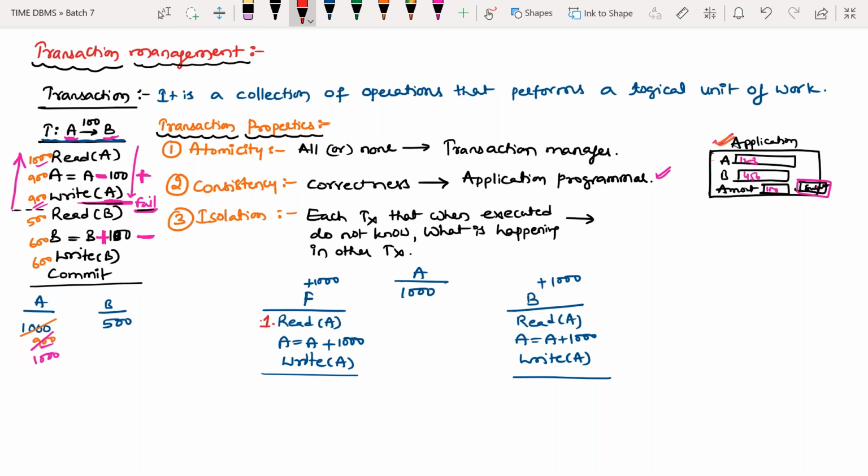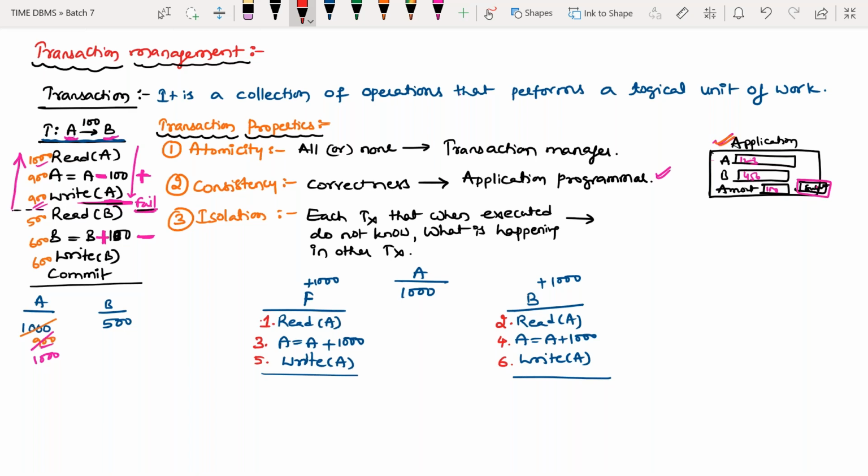Now, suppose F executed this operation, second B executed this operation, next F executed, next B executed, next F executed, next B executed, and so on. F and B are executing simultaneously. If both F and B are executing simultaneously, then what is going to happen?